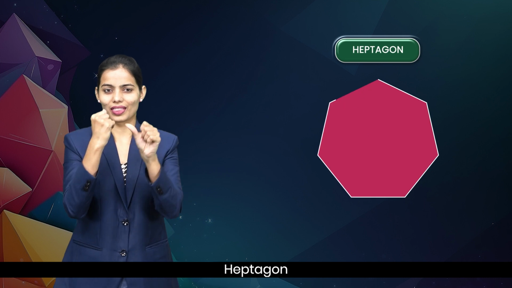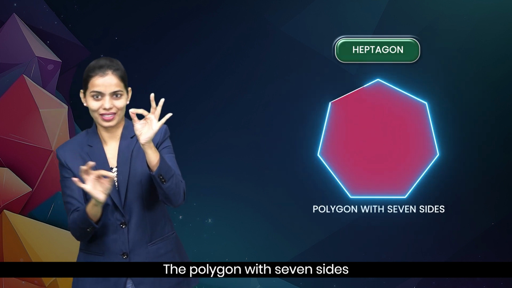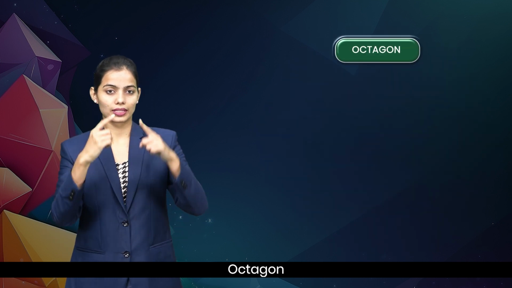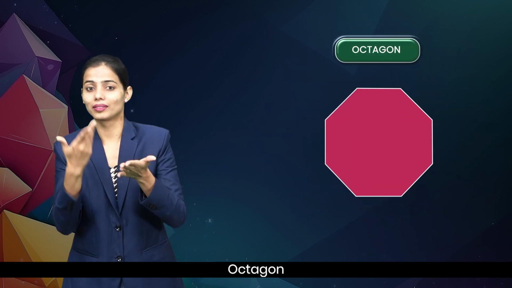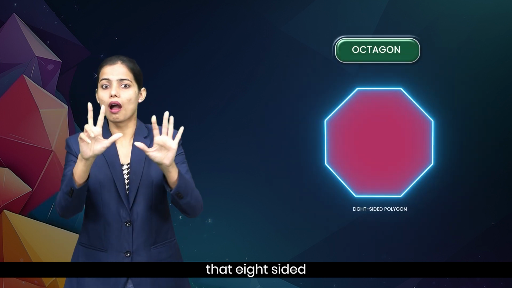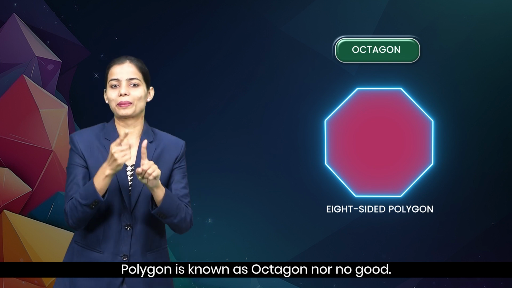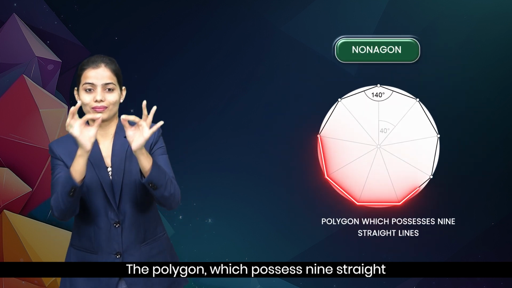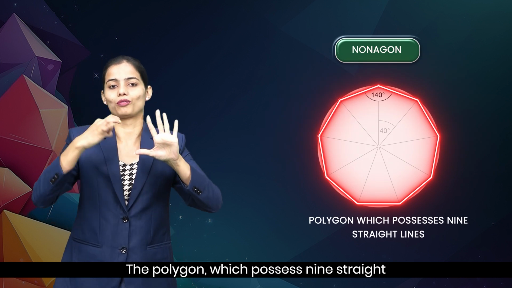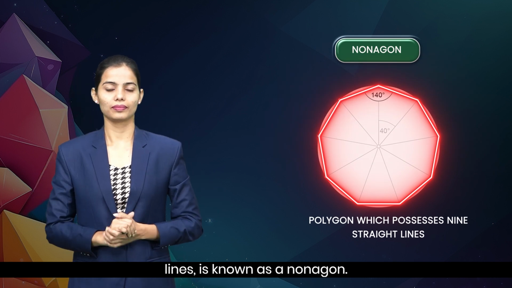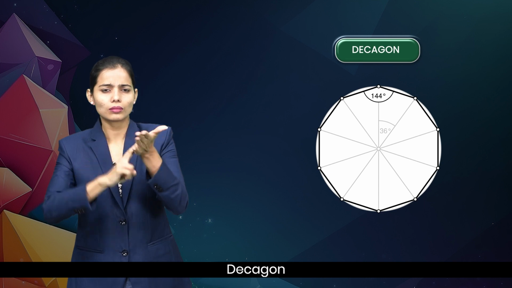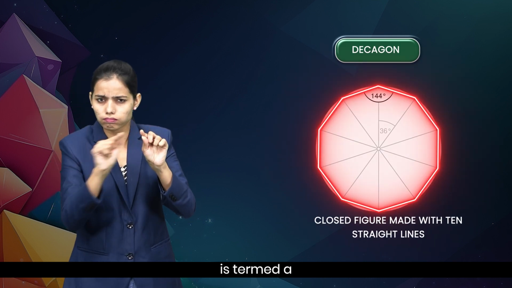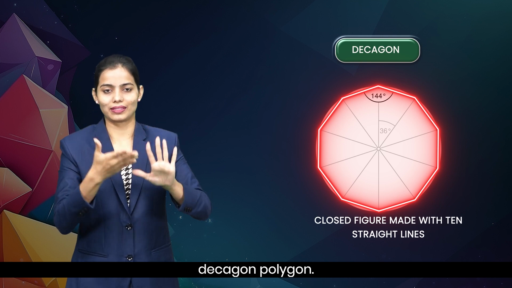Heptagon. The polygon with 7 sides is termed a heptagon. Octagon. As the name says, the 8-sided polygon is known as octagon. Nonagon. The polygon which possesses 9 straight lines is known as a nonagon. Decagon. The closed figure made with 10 straight lines is termed a decagon polygon.